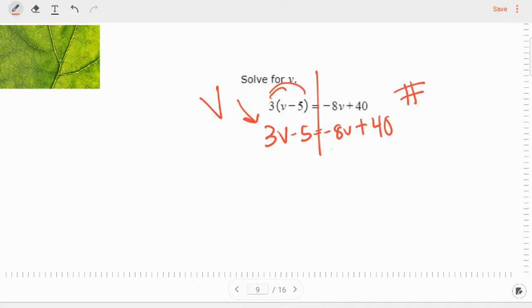So if this is my variable side, get rid of this minus 8v by adding, and notice I'm stacking v's and v's and v's and v's. This is gone. 3 plus 8 is 11.